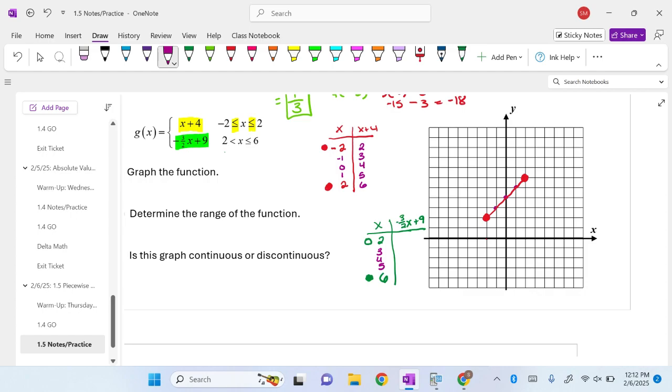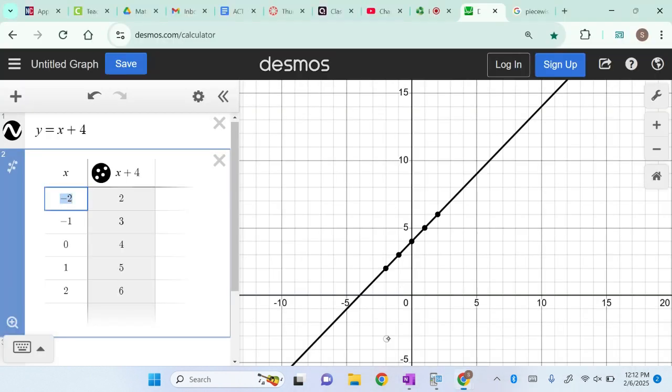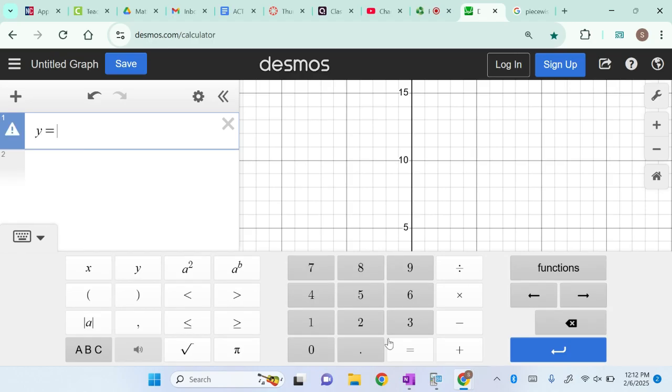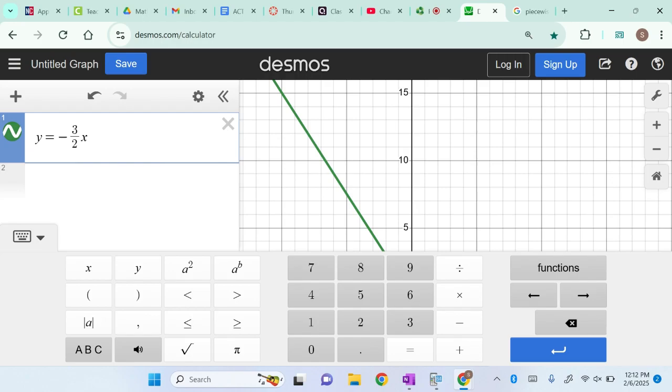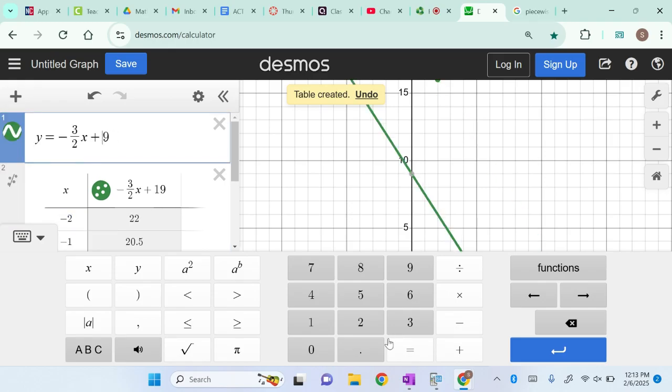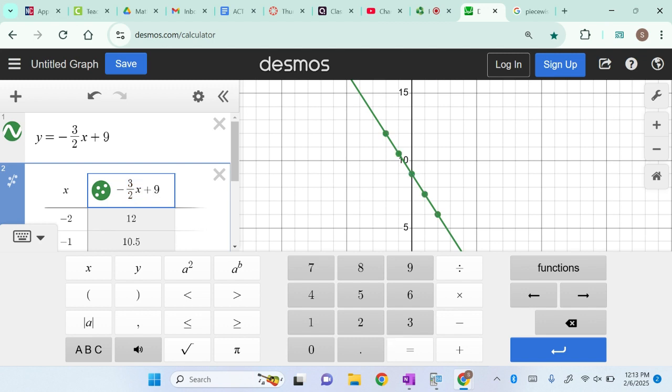All right. And then just like we did with the previous one, I'm going to use Desmos to generate my y values. So I have y equals, is it negative 3 halves or positive 3 halves? Negative 3 halves x, and then what's the last part of it? Plus what? Plus 9. Easy fix. There we go. All right.